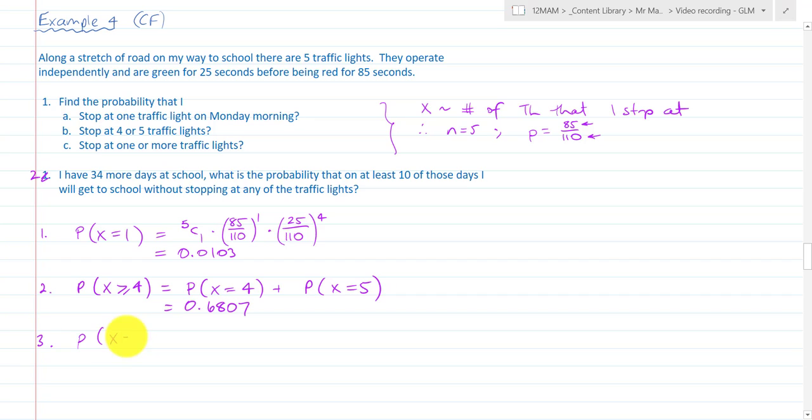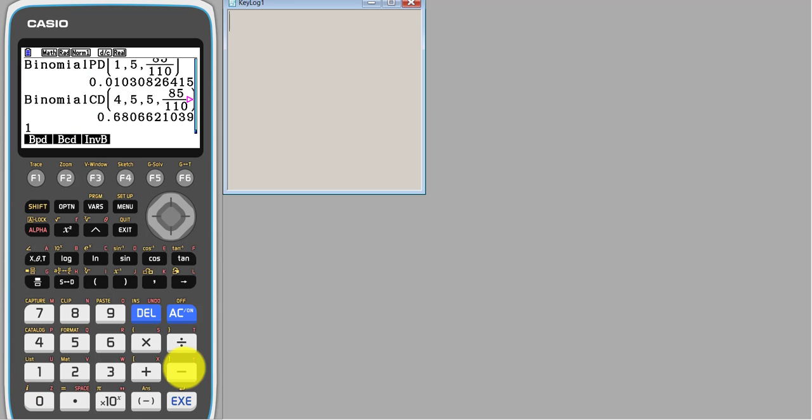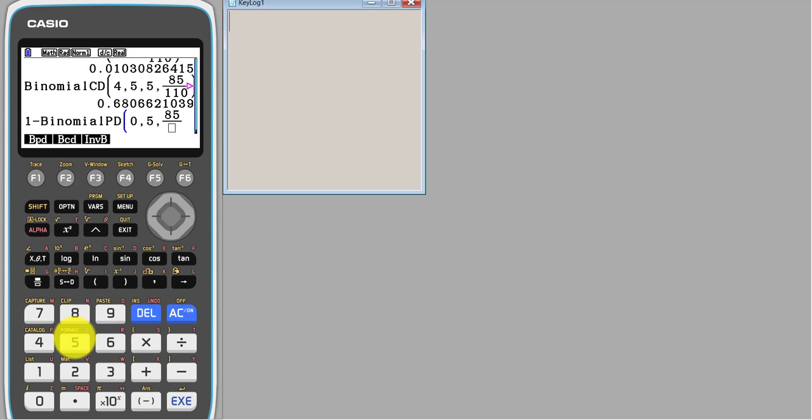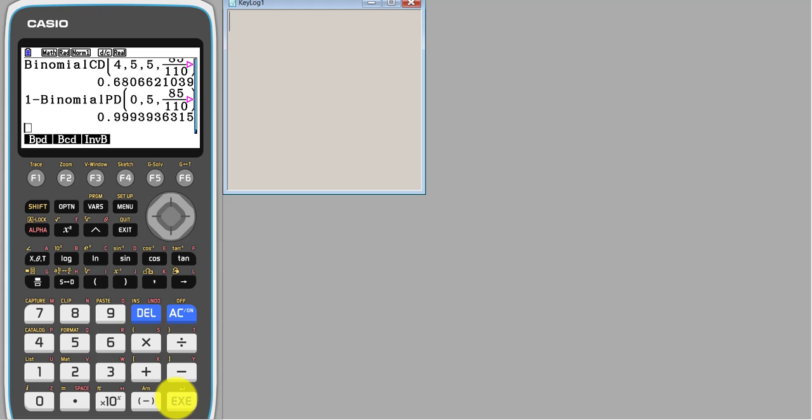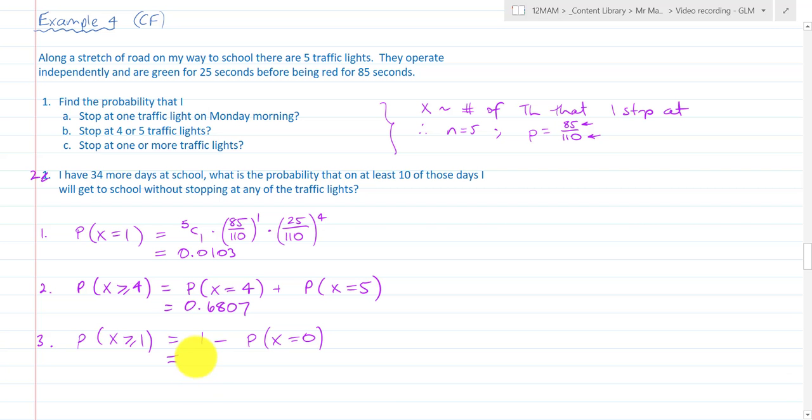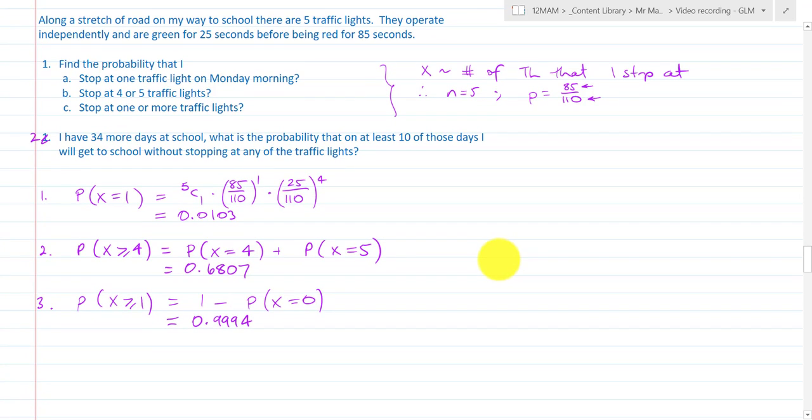And then question 3, I stop at 1 or more traffic lights. So the probability that X is greater than or equal to 1. Now keep in mind this is equal to 1 minus the probability that X is equal to 0. And so I might do it that way. I don't have to. If I do 1 minus BPD, 0, 5, and then 85 over 110, I'm expecting this to be fairly high, and I get 0.9994. So that's question 1, which I've labelled again quite poorly. So let's write that out and put A, B, C.